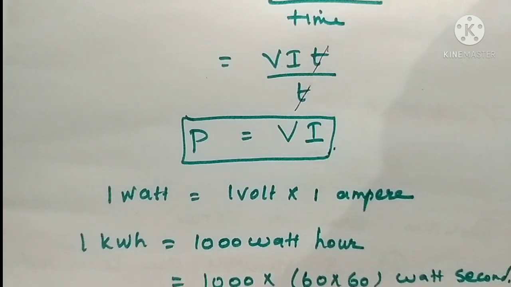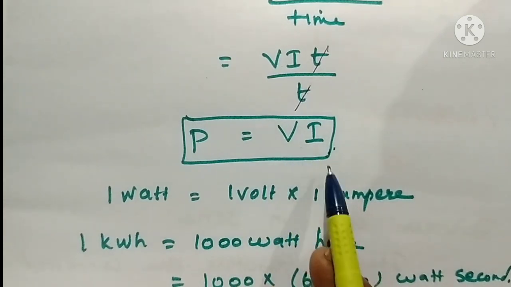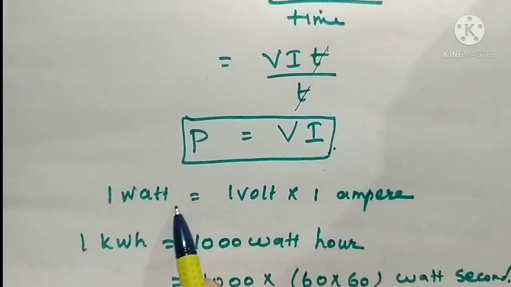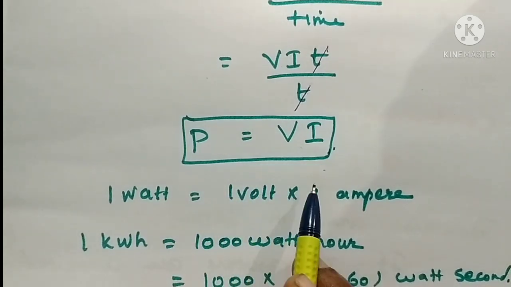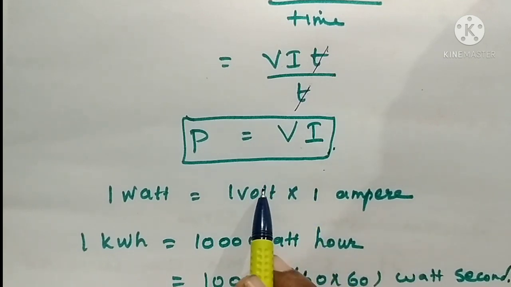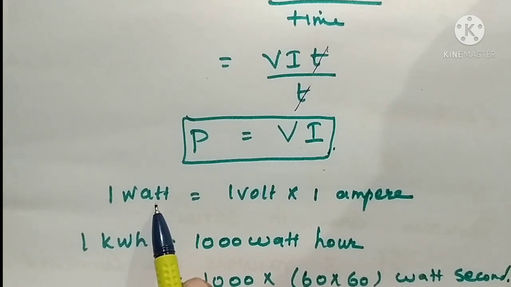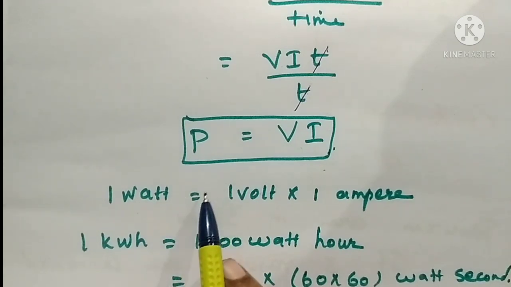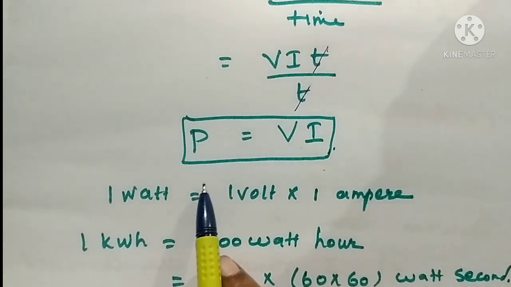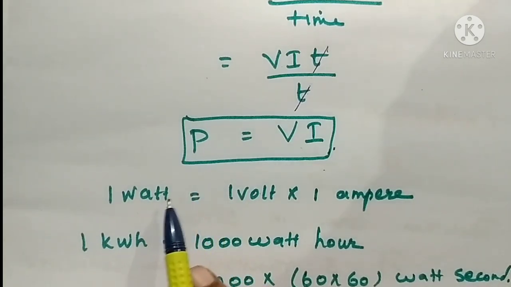Now we can define what is 1 watt. 1 watt is equal to 1 volt into 1 ampere. If 1 ampere of current flows through the circuit and the potential difference is 1 volt, the electric power is equal to 1 watt. The bigger unit is the kilowatt, and electrical energy can be represented in kilowatt hour.